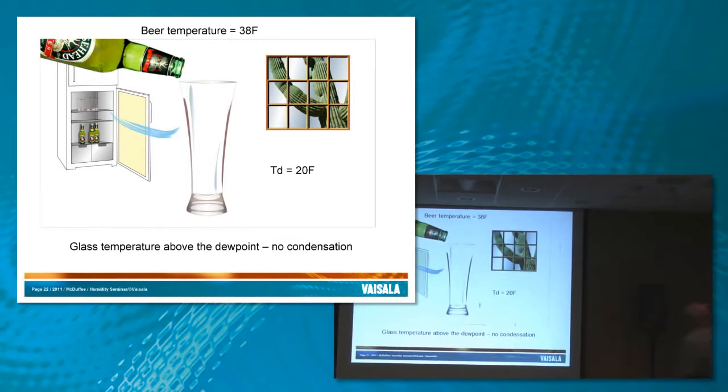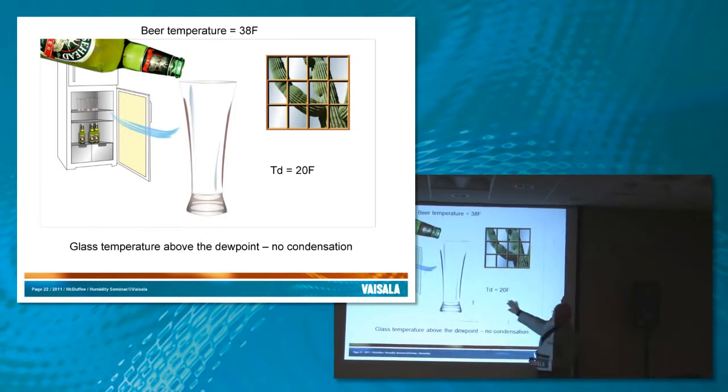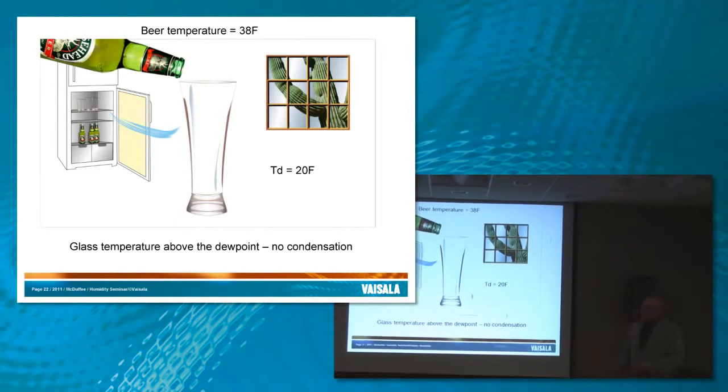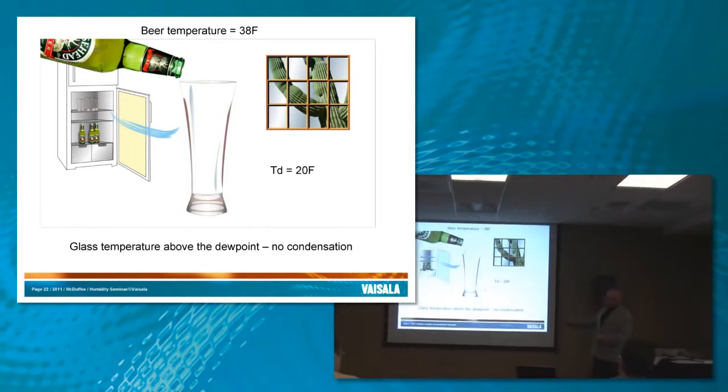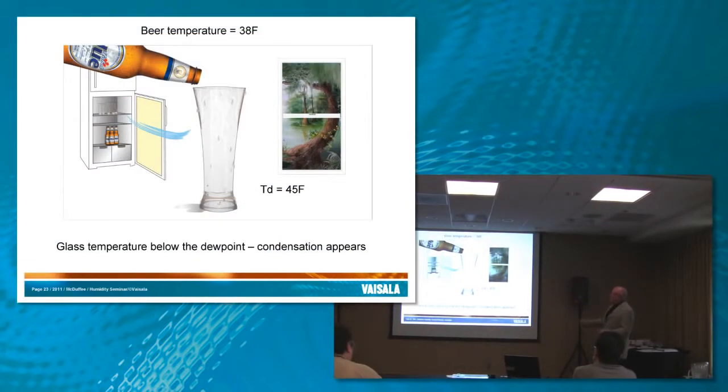So what happens here is that you've got your glass, and if the dew point of the air is 20 degrees, which we know it's not here, but if it were 20 degrees, you put a 38-degree beverage in there, you're not going to get any condensation because the air around this glass is not below the dew point. But like we're seeing here today, we have a dew point of 45. We put a 38-degree liquid in there. Now the air around this glass is below 45 degrees. So we will get condensation.